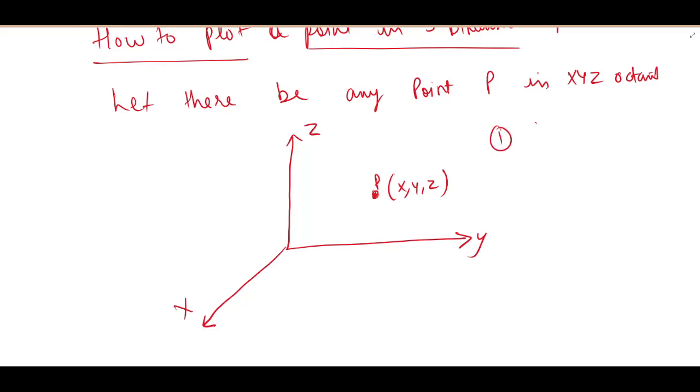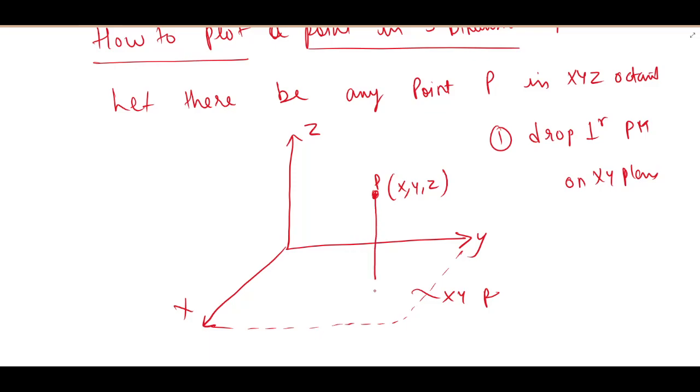So the first step is to draw a perpendicular PM on the XY plane. So this is the XY plane. We drop a perpendicular on the XY plane. So this is the perpendicular.